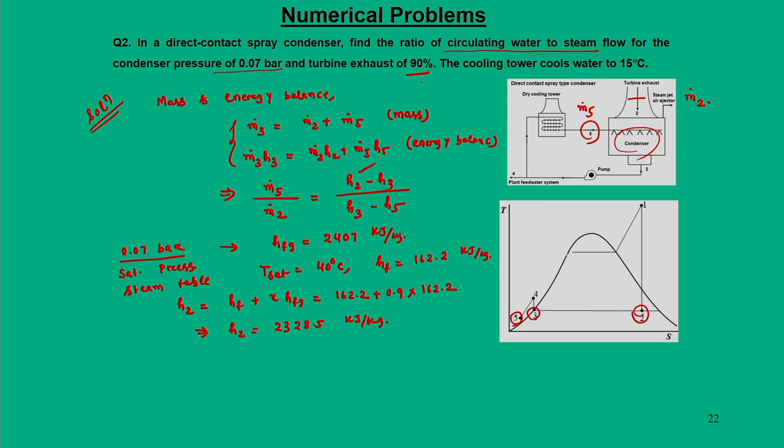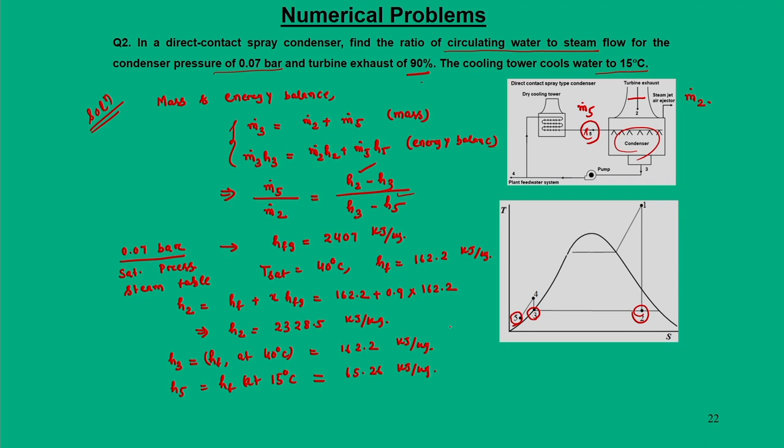So, we know h 2. What is h 3? H 3, at this point, is equal to h f at 40 degree centigrade, already calculated as 162.2 kilojoule per kg. Next, h 5 is at the condition here. The cooling water is at 15 degree centigrade. So, we say h 5 is equal to h f at 15 degree centigrade. This value can be obtained from the steam table, and that number is 65.26 kilojoule per kg.